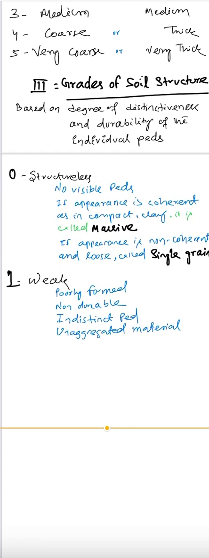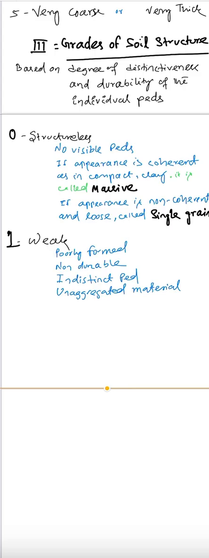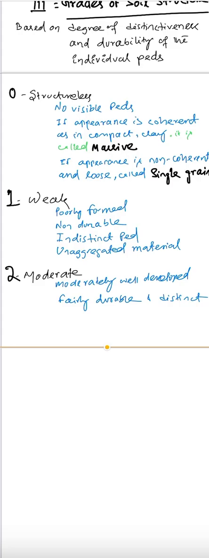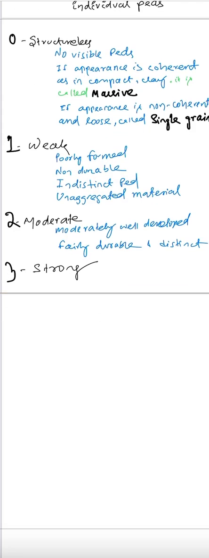Next coming to weak soil structure. Weak means though there is some distinctiveness, the peds are poorly formed and non-durable, and indistinct. Whatever aggregates are there are present in dispersed form, that means unaggregated material, whatever soil separates are there. Then next is moderate. Moderate means moderately developed, fairly durable and fairly distinct. The last one is strong. Strong soil structure means it is very well developed, and the peds we get are more durable and more distinct.